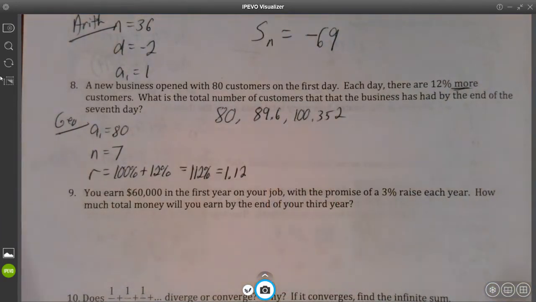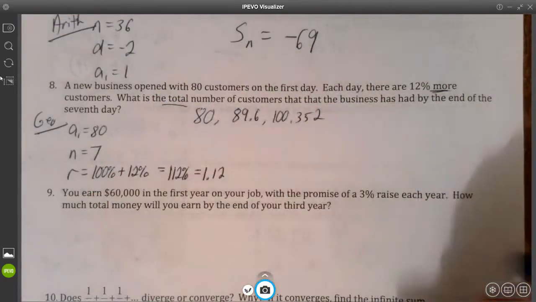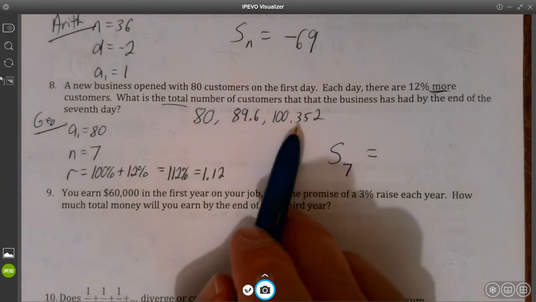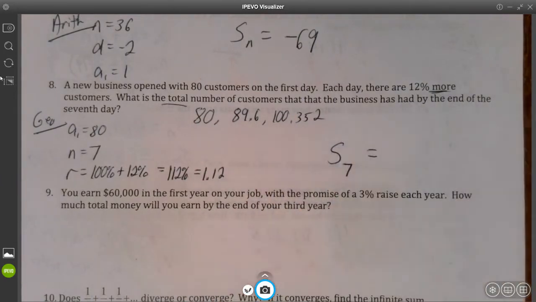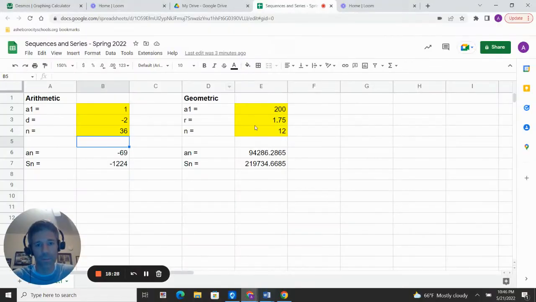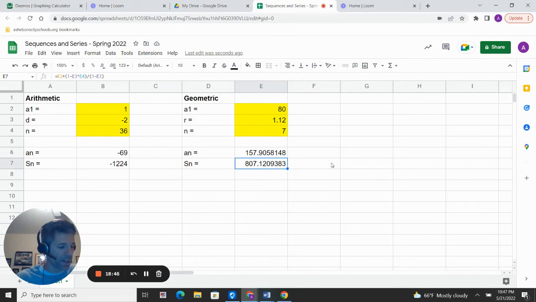All right, now notice what it's asking. What is the total number of customers? That is asking for the sum of the first 7 terms. So 80 plus 89.6 plus 100.352 plus the next one plus the next one. We'll carry all our decimals with us and we'll round it at the end. So since we are dealing with customers in the most practical sense, we will not use decimals in our final answer. All right, we did in the setup. This one is geometric, so we're over here. Had 80 customers. We are dealing with 1.12, so 12% increase, and 7. We have had 807 customers. Notice where I'm looking. I'm looking right here. There it is. All right, let's do the next one, and then things change a little bit.